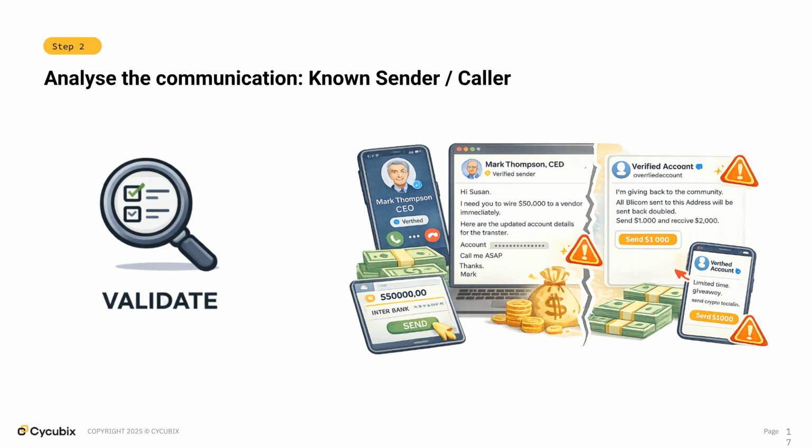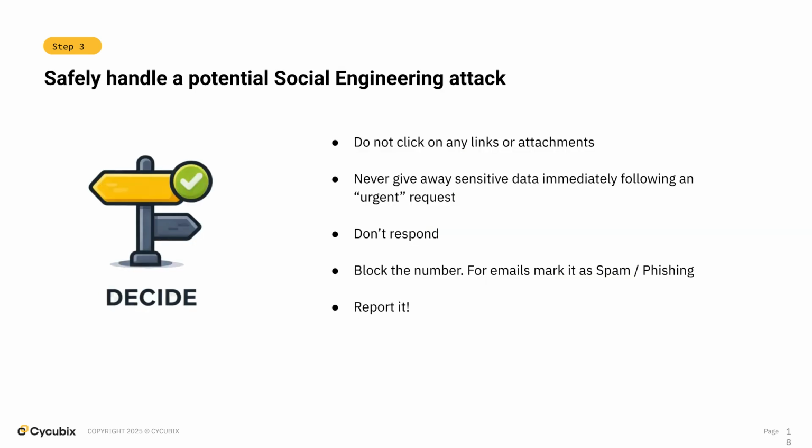The most dangerous messages appear to come from trusted contacts, like a CEO or colleague. They rely on familiarity, urgency, and secrecy. Always slow down and validate the request using a second, trusted channel. If someone pressures you to skip security controls, assume you are being targeted. Step 3 is to decide. If you spot red flags, do not click any links or attachments. Never give away sensitive data immediately following an urgent request. Do not respond. Instead, block the number or mark the email as spam or phishing. Most importantly, report the communication through the proper channel.